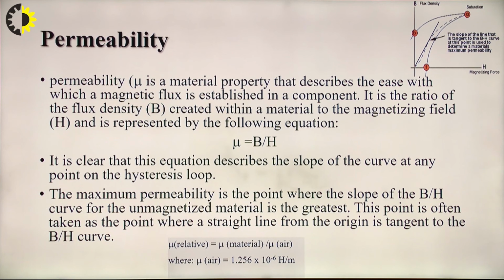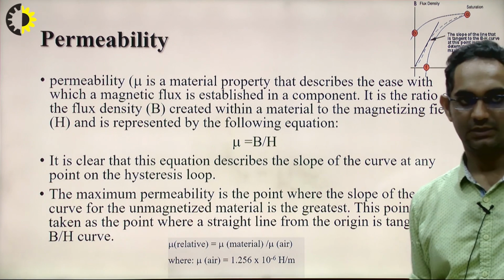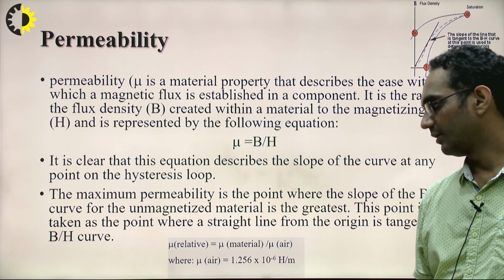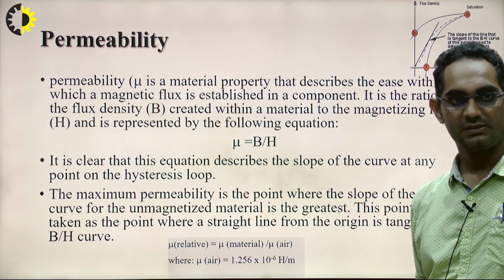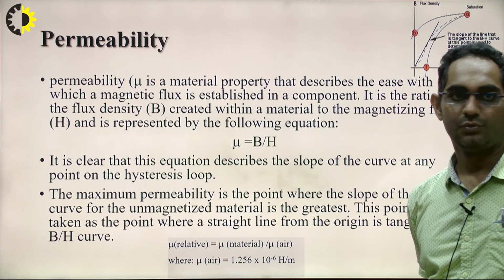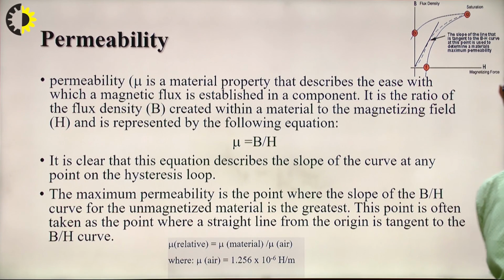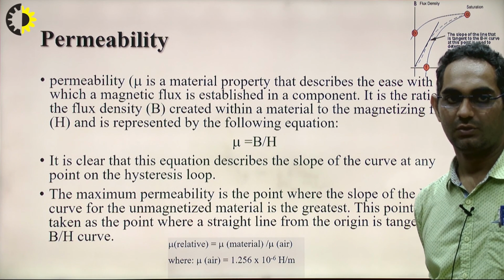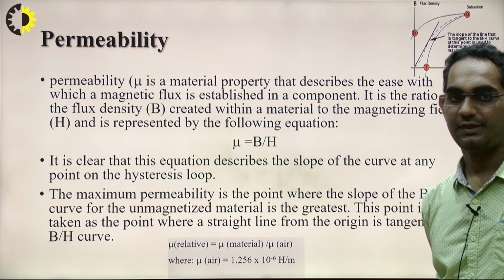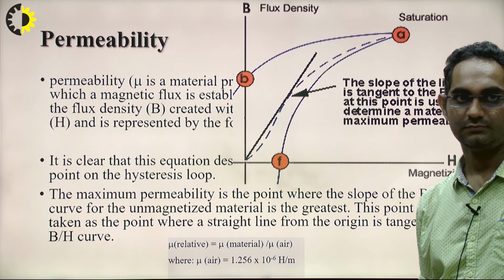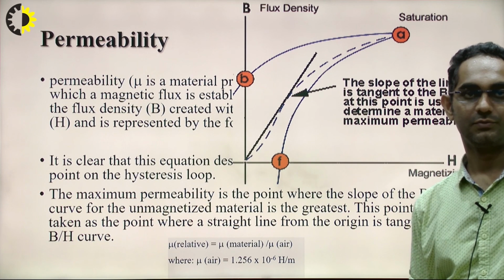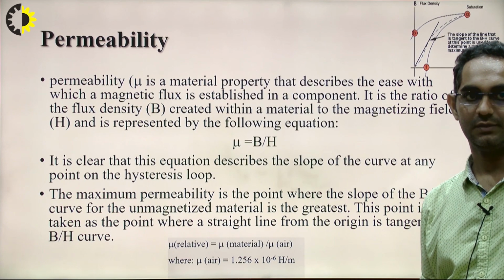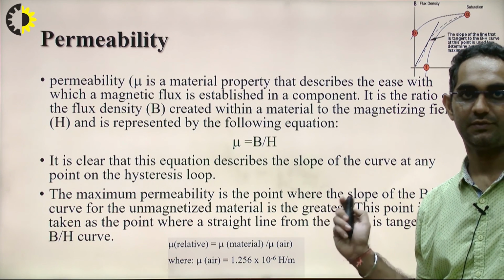This point is often taken as the point where a straight line from the origin is tangent to the B by H curve. Mu relative is mu of the material over mu of air, where mu of air is 1.256 into 10 raised to the power minus 6 Henries per meter. This is the point, and this is the tangent we were discussing.